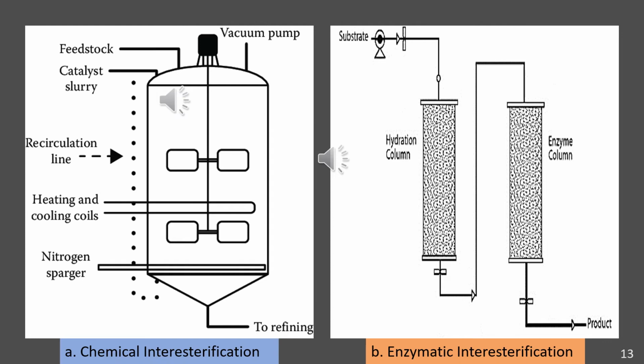How do the chemical interesterification and the enzymatic interesterification processes take place? As you have studied, the chemical interesterification process takes place in a batch reactor. You can see a picture of a batch reactor in this slide. Typically a batch reactor consists of a reaction vessel that is fitted with an agitator, heating or cooling coils, nitrogen separator, and vacuum pump.